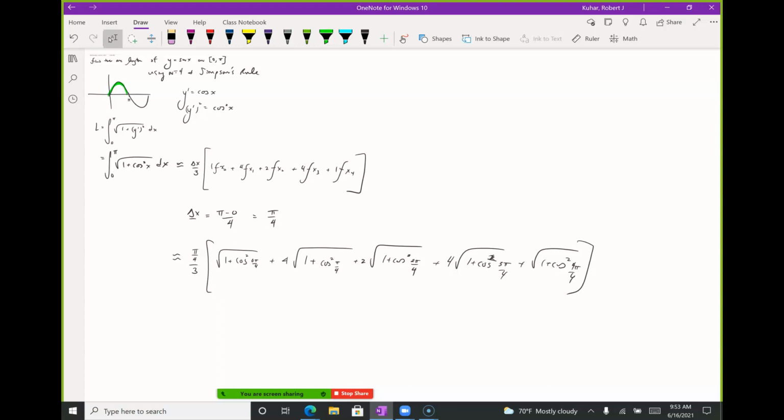But cos of 0 is 1. So it looks like I have here pi over 12. And I've got 1. Square root of 1 is 1. Plus 4 times square root of 1 plus rad 2 over 2. Cos of pi over 2 is 0. Cos of 3 pi over 4 is 1 over 1 plus rad 2 over 2 again. And cos of pi is negative 1, but when I square it, right?